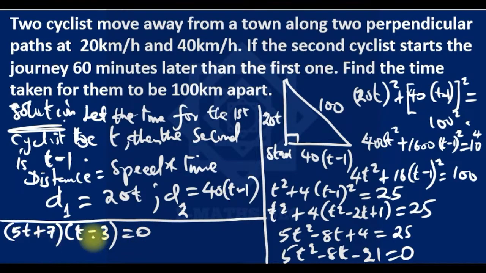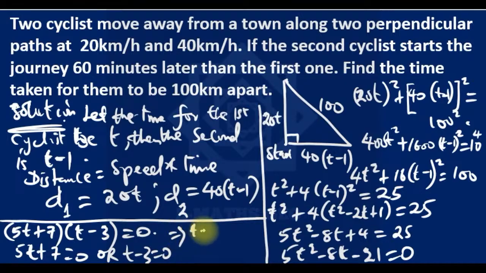And the product of two numbers to be 0 means that one must be 0. So either the first one is 0 or the second one, which is t minus 3, equal to 0. So we now have that the time is 3. We'll discard the other because the time here will be negative. We'll get t equal to minus 7 over 5. So no need of using it. This is off because it's negative.